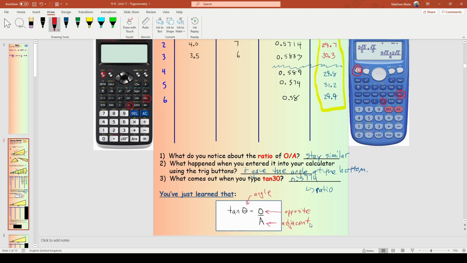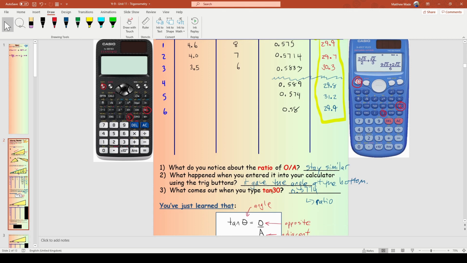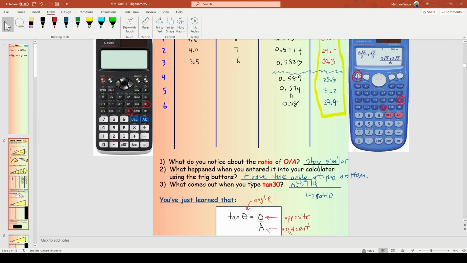Okay, and the reason why you discovered that is, well, we discovered it by undoing the ratio. But remember when you typed in tan 30? Remember when you typed that 30 seconds ago and it made the ratio? Well, that ratio was O over A, wasn't it? That means that tan of theta is O over A. Cool. So that's it.